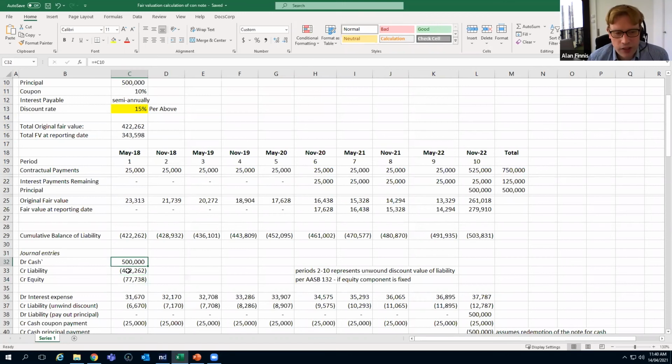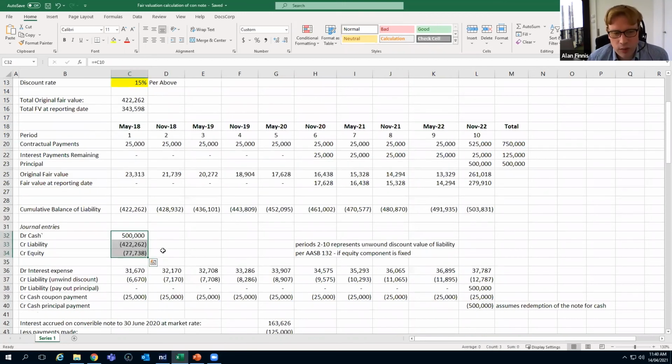So on initial recognition, we book the journal here. So 500k debit cash, credit liability 422, and credit equity 77.